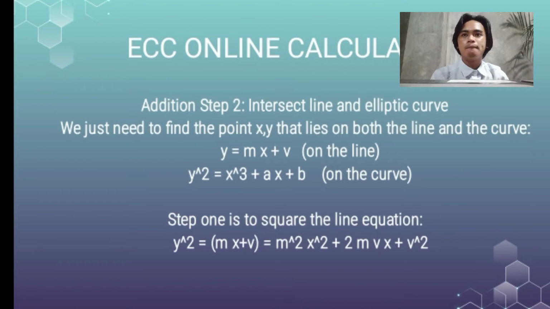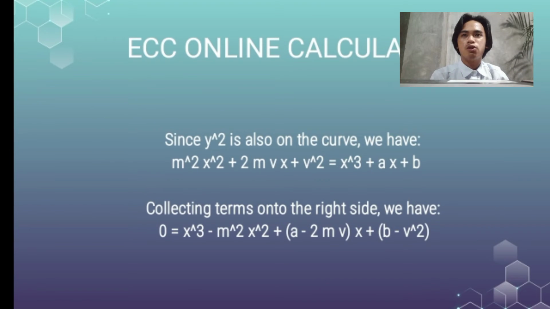Addition is step 2. Intersect line and elliptic curve. We just need to find the point x, y that lies on both the line and the curve. y equals mx plus v on the line. y squared equals x cubed plus ax plus b on the curve. Step 1 is to square the line equation. y squared equals (mx plus v) squared equals m squared x squared plus 2mvx plus v squared.